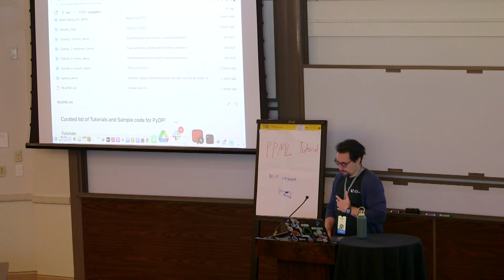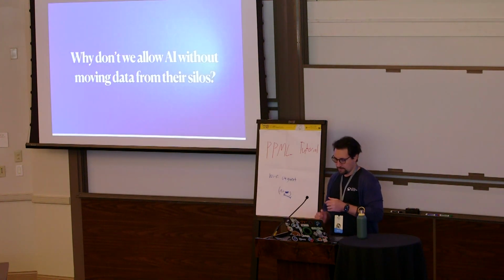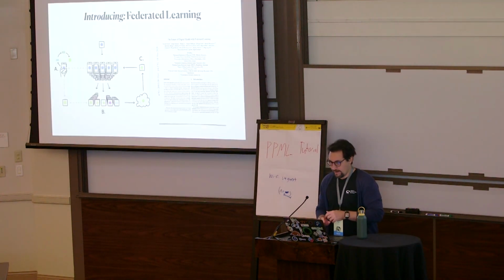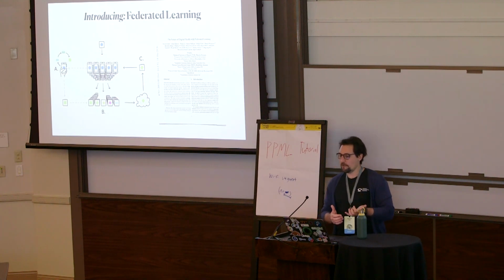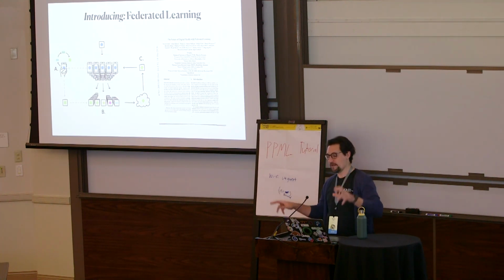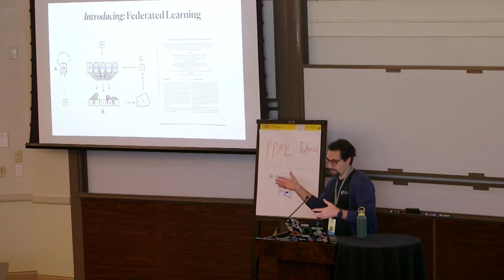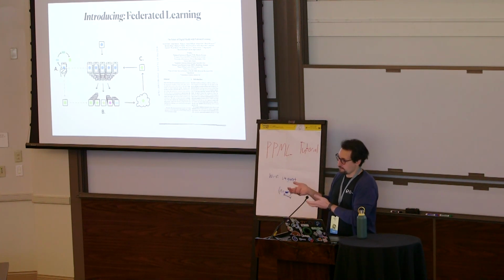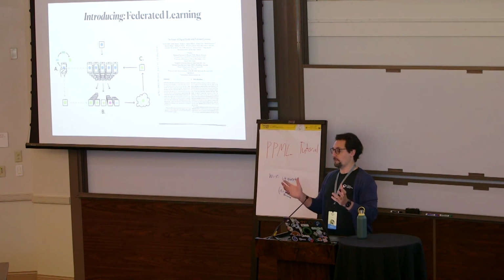All right. So the very last part is asking a slightly different question, and asks, why don't we allow AI, machine learning, deep learning, whatever that is, without moving data from their silos? And this is a way to introduce federated learning. Federated learning is another piece in this big framework we're talking about today. Federated learning, believe it or not, started from a completely different scenario in mind, but has recently been shifted and repurposed, if you want, into the framework of privacy preserving technology.